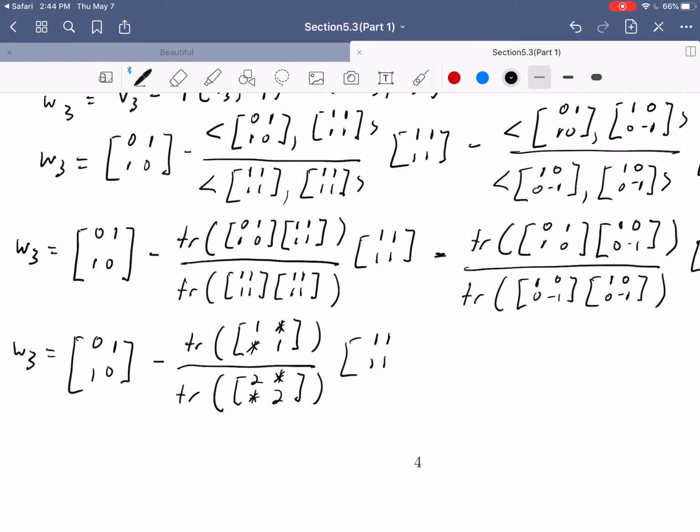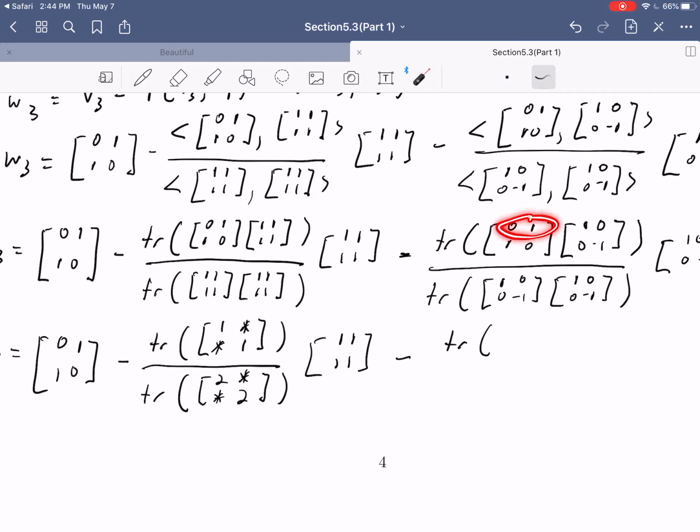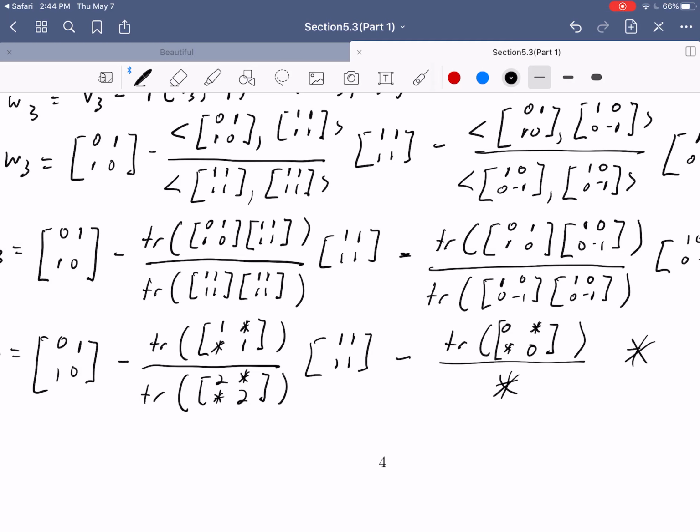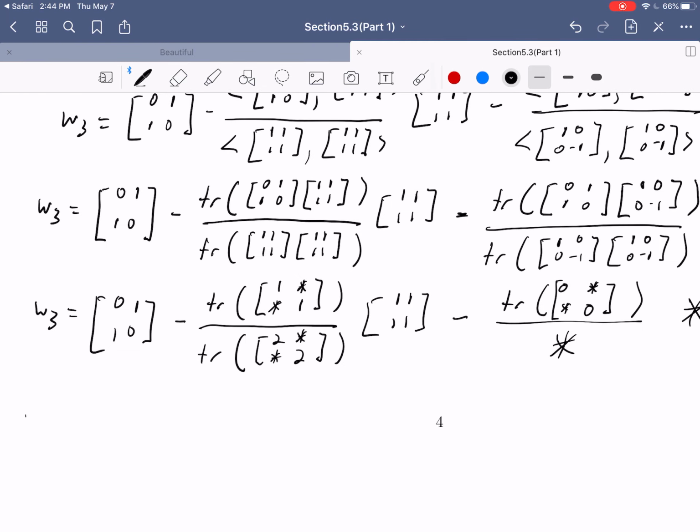times 1, 1, 1, 1, minus, up here, trace this guy times this guy. Looks like that's going to be 0, something, something, and then this guy times this guy. Oh, that's going to be 0. So in that way, we can already see that the trace of that is going to be 0, so we don't really care about that, and we don't care about that. So we get W3 here is going to be 0, 1, 1, 0, minus this trace, which is going to be 2 over the other trace, which is 4, and 1, 1, 1, 1.